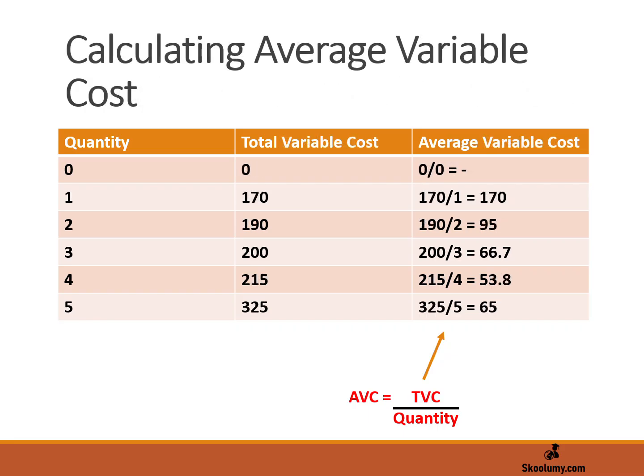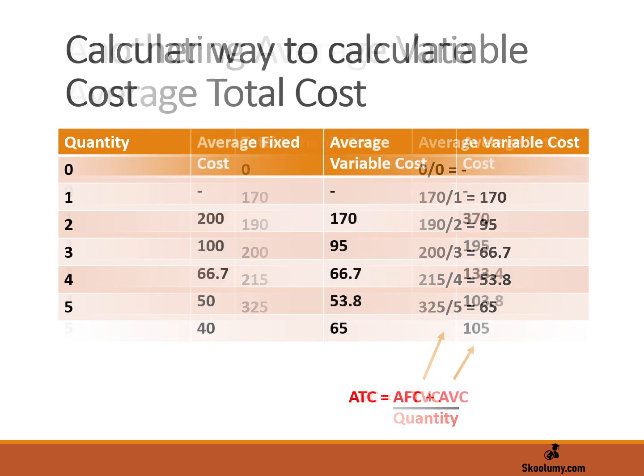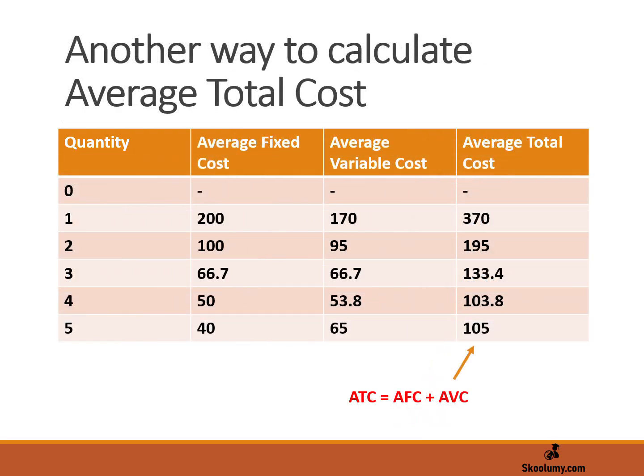Calculating average variable cost. It is obtained by dividing total variable cost by quantity. For output 1, it is 170 divided by 1, which is 170. For output 3, 200 divided by 3, which equals 66.7. The average total cost can also be obtained by adding average fixed cost and average variable cost.